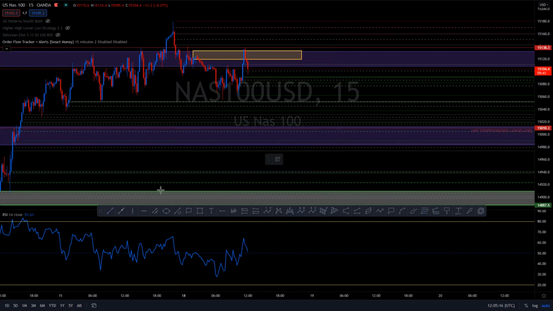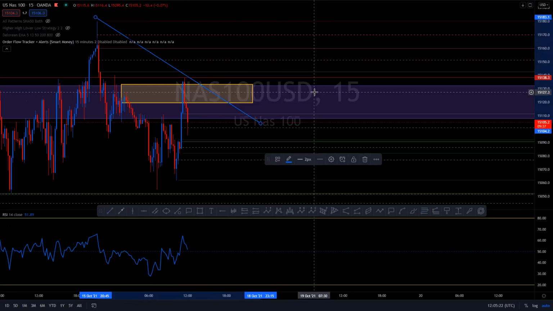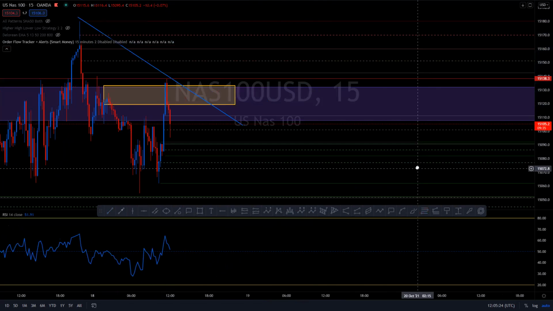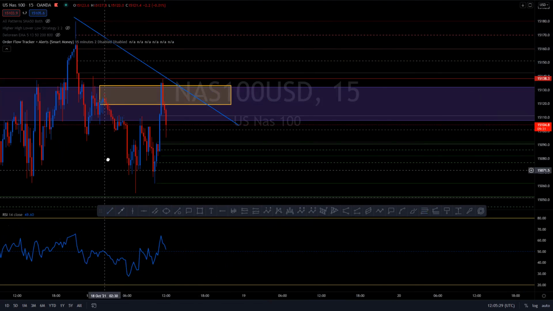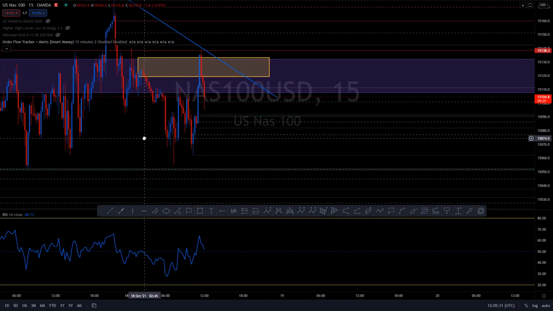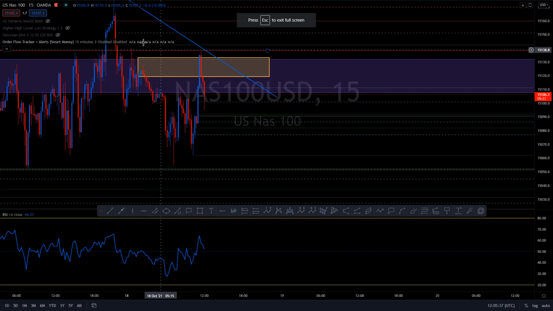So then I like to take trend line. All right. And let me zoom in a little bit here. So I know that price is overall bearish. So then the question is getting in.